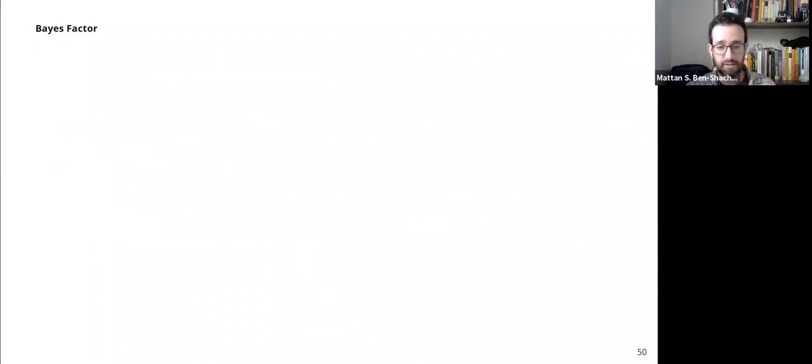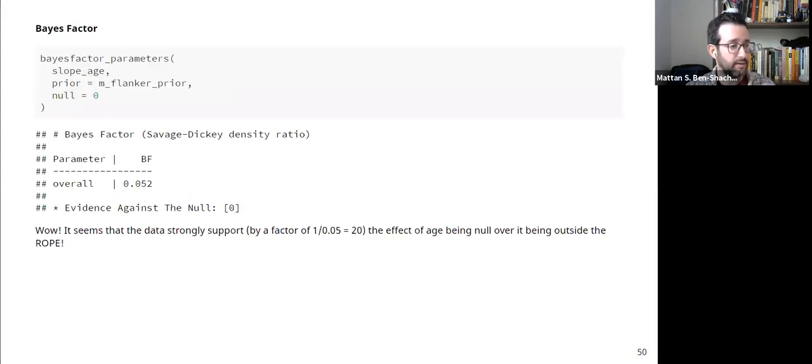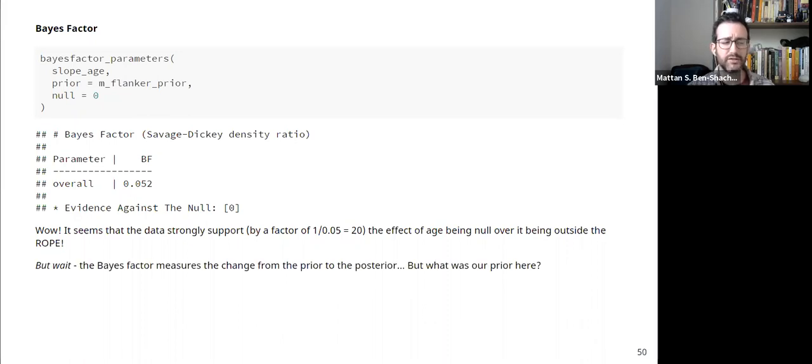Let's look at the Bayes factor. So I'll be using here a point null Bayes factor. And we see we get here a Bayes factor of 0.052, right? What this is actually saying is that our data supports the null 20 times more than it supports non-null values. Okay, so, I wrote here ROPE. This should not be inside ROPE. This is just the null value because we're talking about the point. But we need to remember that the Bayes factor measures change from the prior to the posterior.